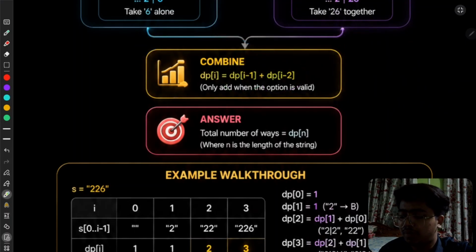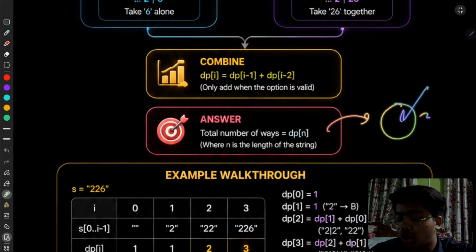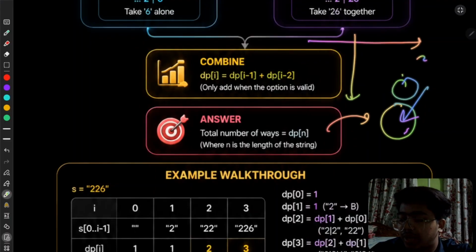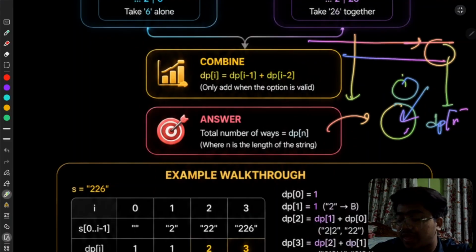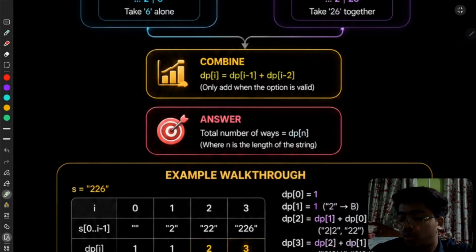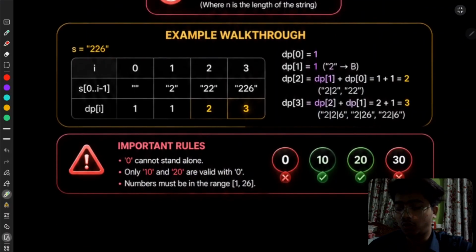Now the answer, the total number of ways. This was our main objective, this was our goal, which we highlighted also. The total number of ways keeps increasing in the dynamic programming. And at the end, this last value, DP of n, actually contains the answer for the entire string. So DP of n will return the answer. And this is the flow in a better way.